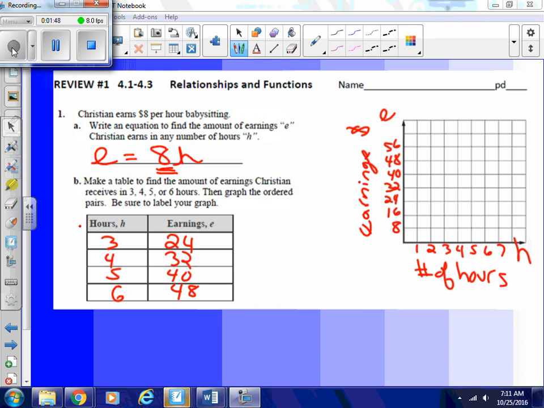For 3 hours, we've got $24. And for 4 hours, 32. 5 is 40. And 6 is 48. It appears linear, which it should. And let's go on.